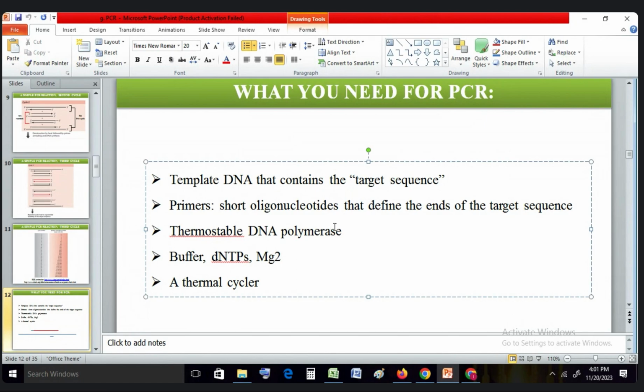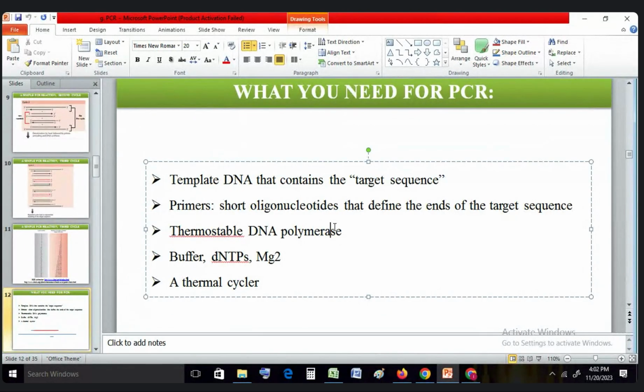Then you need a thermostable DNA polymerase. As all these reactions are going on at 72 degrees, 94 degrees, and the lowest temperature is about 50 degrees for annealing, it is a very high temperature. So you should have a thermostable DNA polymerase. We find this thermostable DNA polymerase from bacteria. The very well-known bacterium from which we get this is Thermus aquaticus, and the polymerase we have is called Taq DNA polymerase.